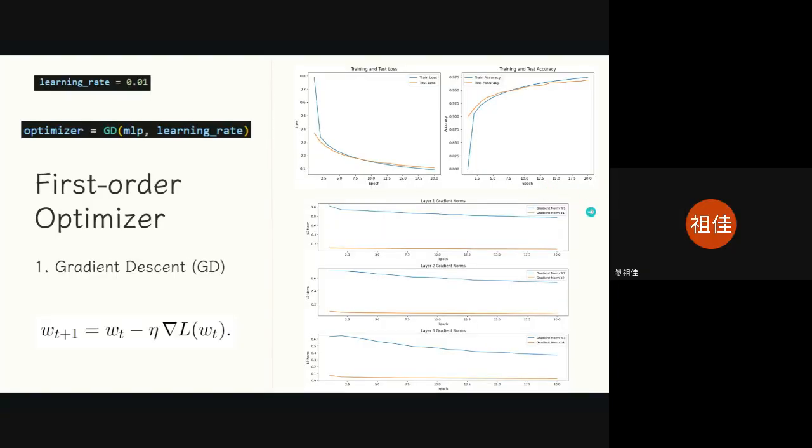So first is GD. Look at the upper left part. We set the learning rate to be 0.01, and the formula is on the lower left part. Look at the upper right part. Here's the graph of test loss and test accuracy. You can see that the accuracy is quite high. We also show the graph of the gradient norms of each layer. Each layer decreases, so it means that it has converged, which makes sense for us.